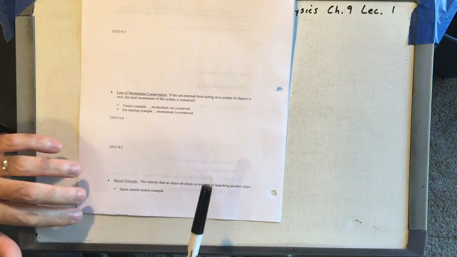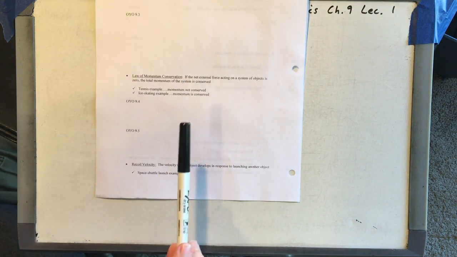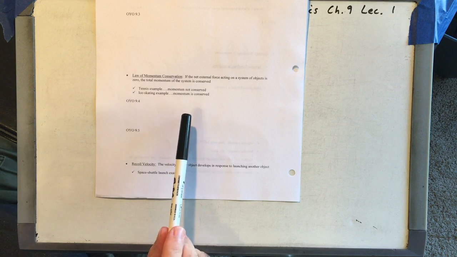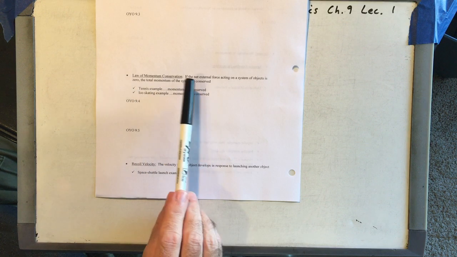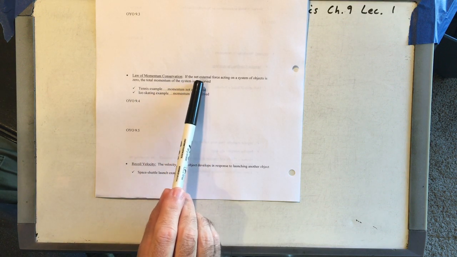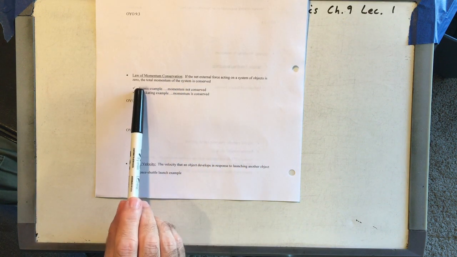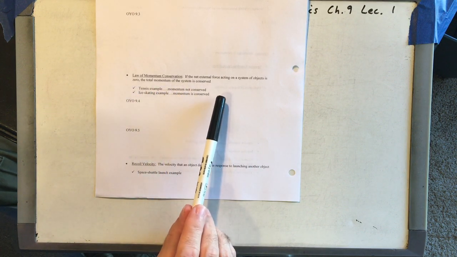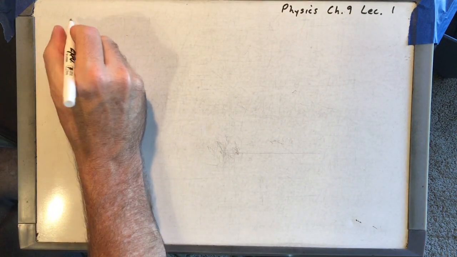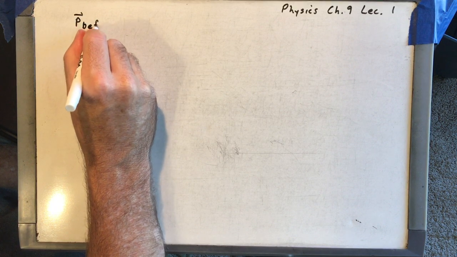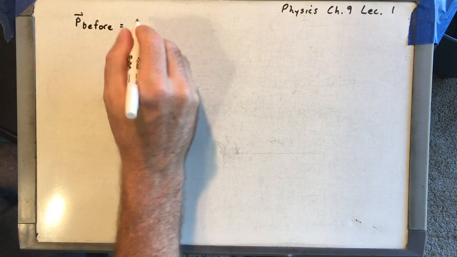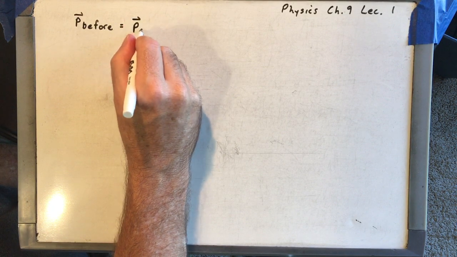All right, on your notes, we're not going to work any math problems until tomorrow, but the law of momentum conservation is: if the net external force acting on a system of objects is zero, the total momentum is conserved. Okay, so what does that mean? Momentum conservation means momentum before is equal to momentum after.